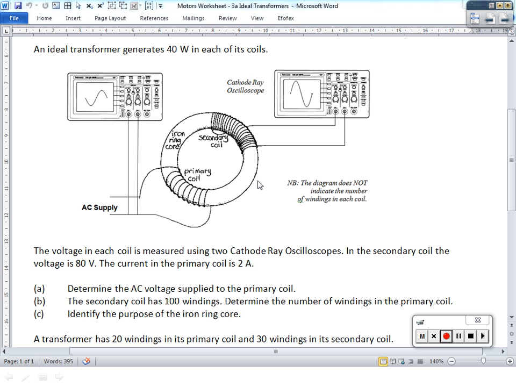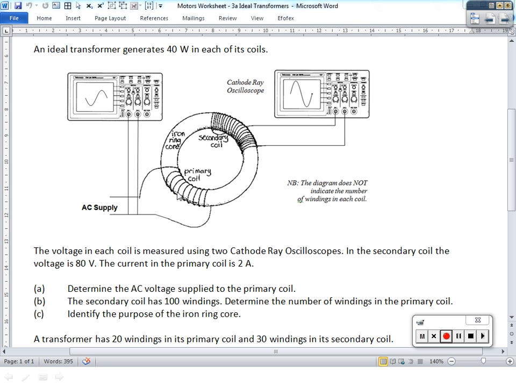The voltage in each coil is measured by a cathode ray oscilloscope, or probe. So there we are. In the secondary coil, the voltage is 80. The current in the primary coil is 2 amps. Okay? Right, note: the diagram does not indicate the number of windings in each coil, so you can't count 1, 2, 3, and so on. Okay?